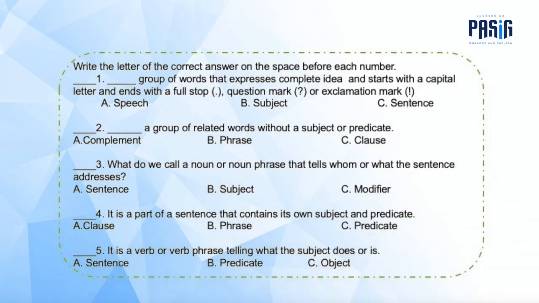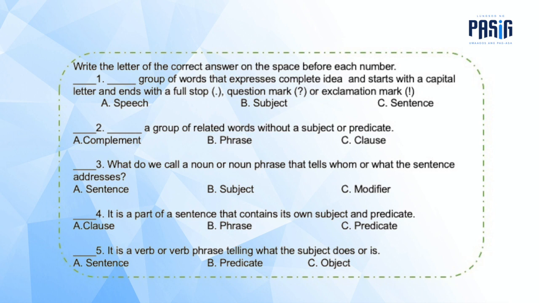Write the letter of the correct answer on the space before each number. Number 1. Blank, group of words that expresses complete idea and starts with a capital letter and ends with a full stop, question mark, or exclamation mark. Letter A, speech. Letter B, subject. Letter C, sentence.